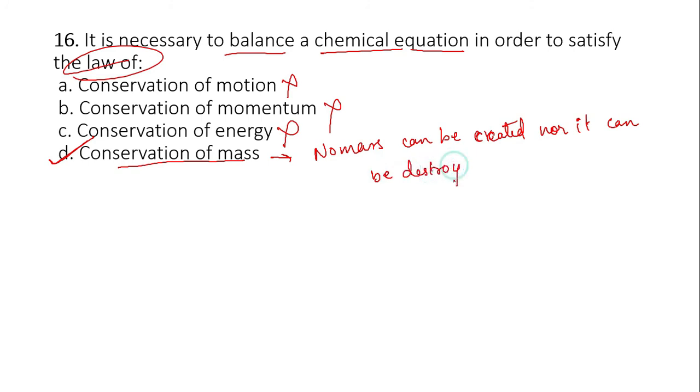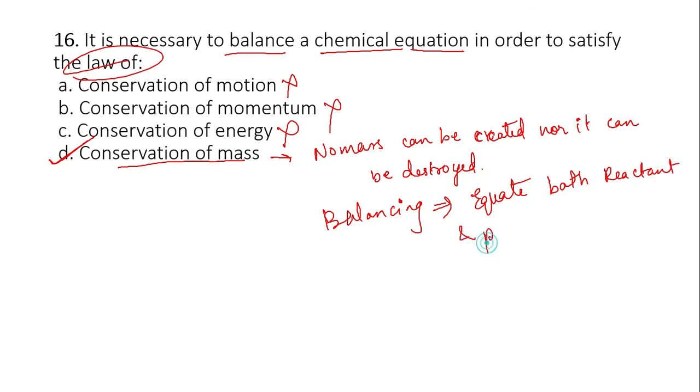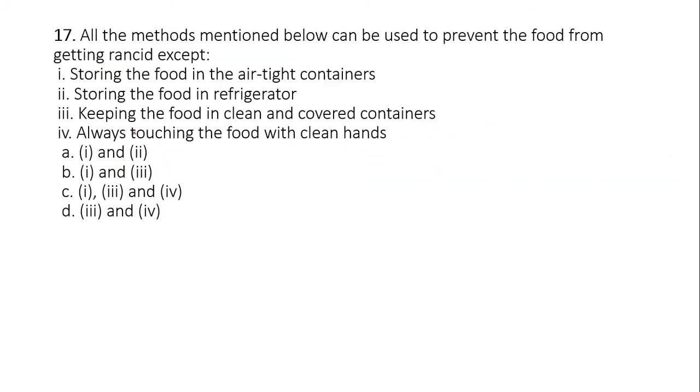And that is why in balancing, we simply try to equate both reactant and product. This is what exactly we are doing. So conservation of mass is the correct answer to the given question. Moving to the 17th question.